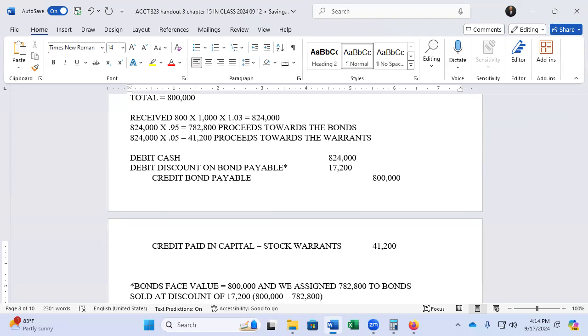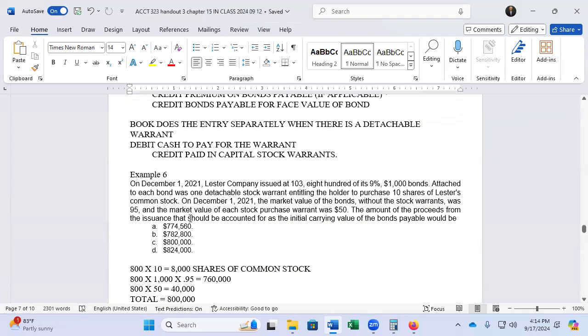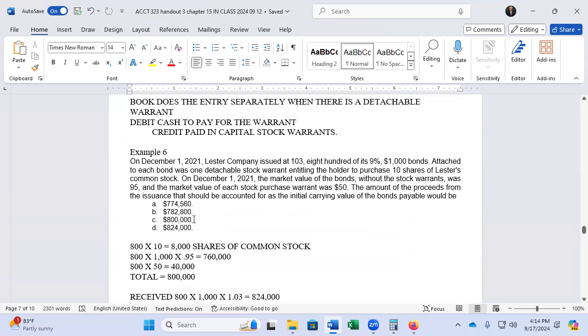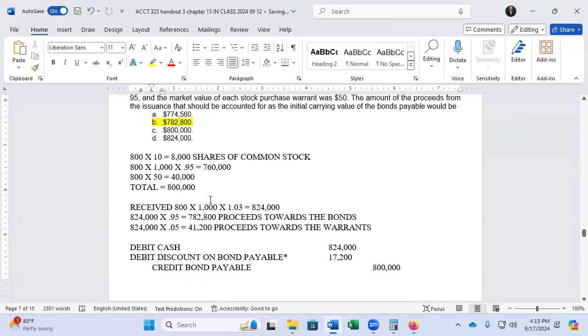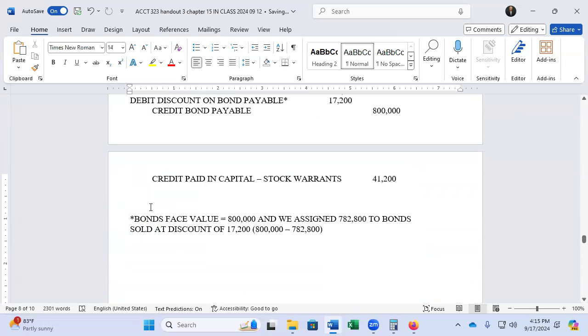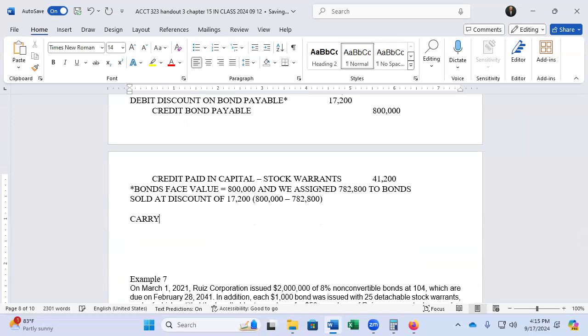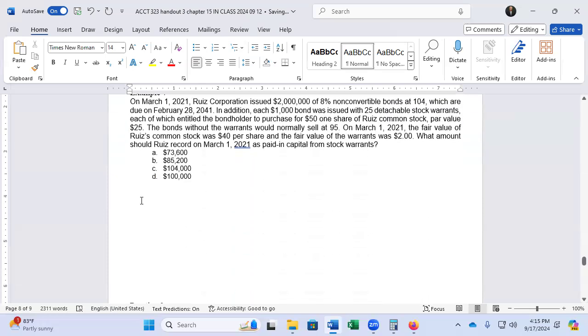Any questions on example 6? So 782,800 is the initial carrying value of the bonds, right? Okay. Let's jump to example 7.